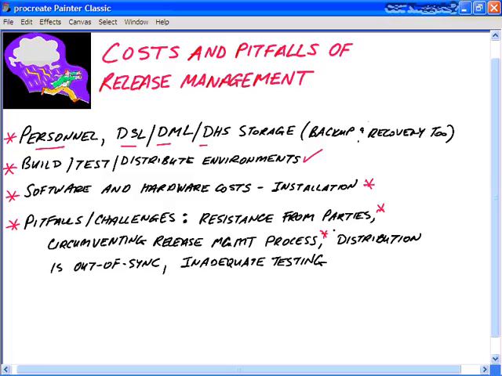Also, another pitfall is when the distribution process itself is out of sync. For example, one business unit or one area releases the software or hardware weeks or months in advance of another business unit that can cause political problems, morale problems, personnel problems. And of course, the biggest pitfall of all is simply inadequate testing. You cannot test enough.